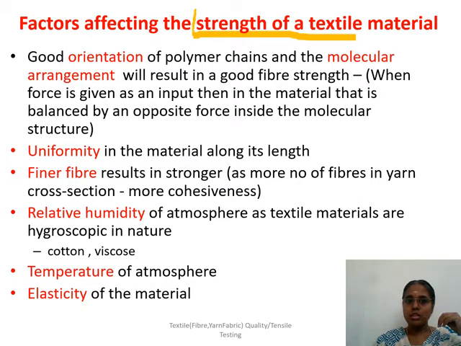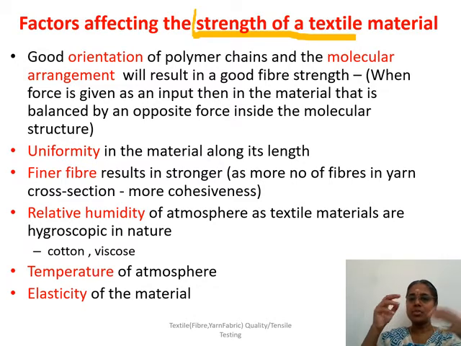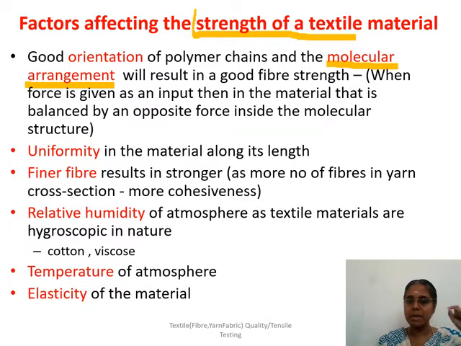First and foremost is the fiber type. Based on the fiber, cotton will have one value of strength, polyester has one value of strength, jute has one value of strength, nylon has one value of strength. Usually the range is common: cotton in this range, polyester in some higher range, nylon in some range. This is based mainly on the molecular arrangement. Molecular arrangement is the one which decides the base strength of the fiber.